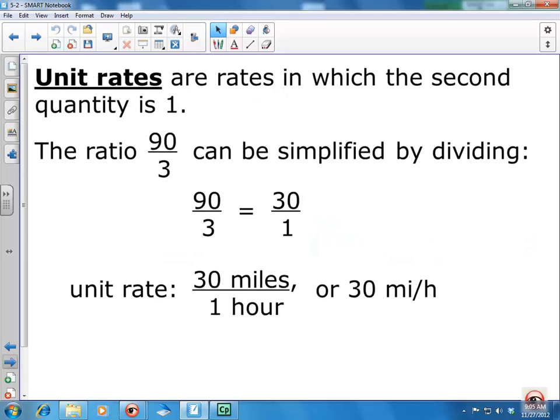All right, and here is just the unit rate that we were just talking about. If we wanted to simplify this to get where our miles would be 1, we simply divide by 3, which would give us 30/1. Essentially what they're doing here is trying to get our unit, our time, into 1, which would give us our unit rate, which would be 30 miles in 1 hour, or 30 miles per hour. Okay?